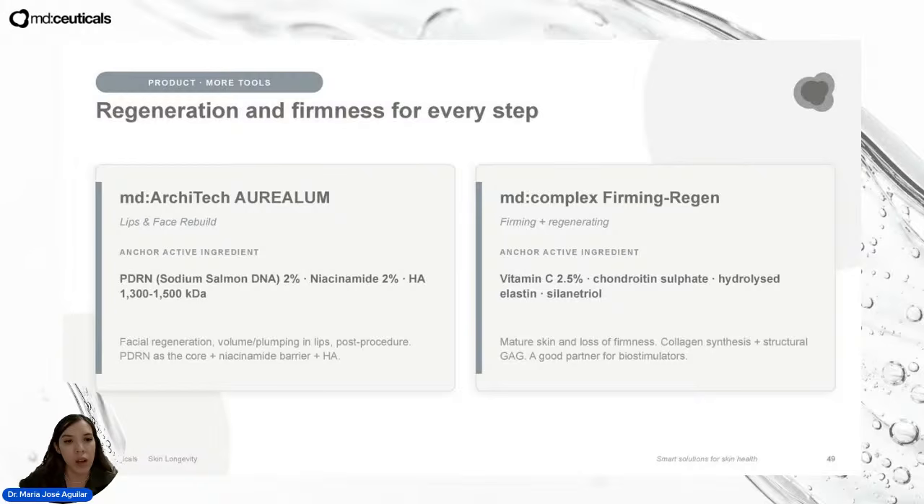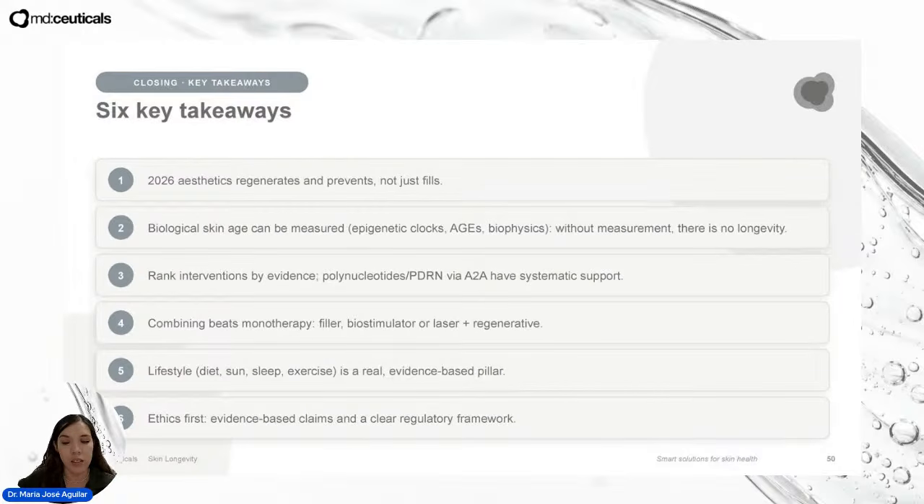And well, the Aurelium, that is PDRN specifically, not polynucleotides, it's a PDRN that can help us in older patients to also make a recovery of the volume and a pumping effect that we wanted, and the firming region that is going to help us to increase the elastin in the patients with collagen and the elastin. So this is the end.